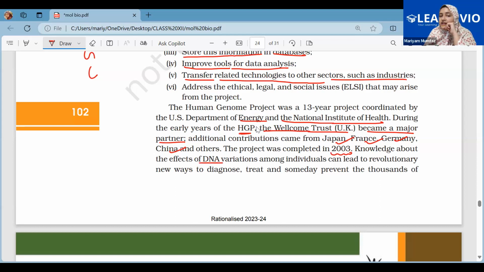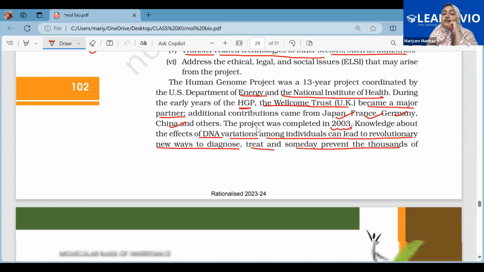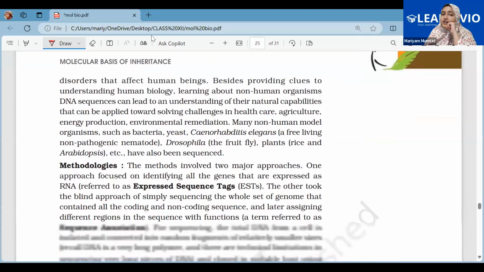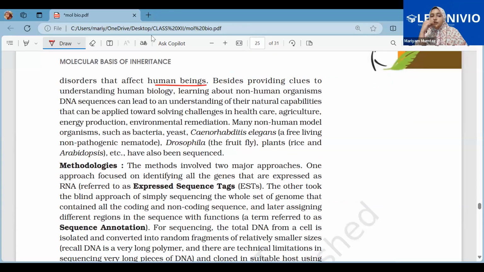Knowledge about the effects of DNA variations among individuals can lead to revolutionary new ways to diagnose, treat, and someday prevent thousands of disorders that affect human beings. Like in many human beings, because we have studied the principle of inheritance chapter, in that we have seen there are so many genetic disorders that can take place in a human being, right? So if a person knows why the disorder is taking place, in which particular gene the disorder is taking place, then maybe the person can be protected from those disorders because we know the sequence.